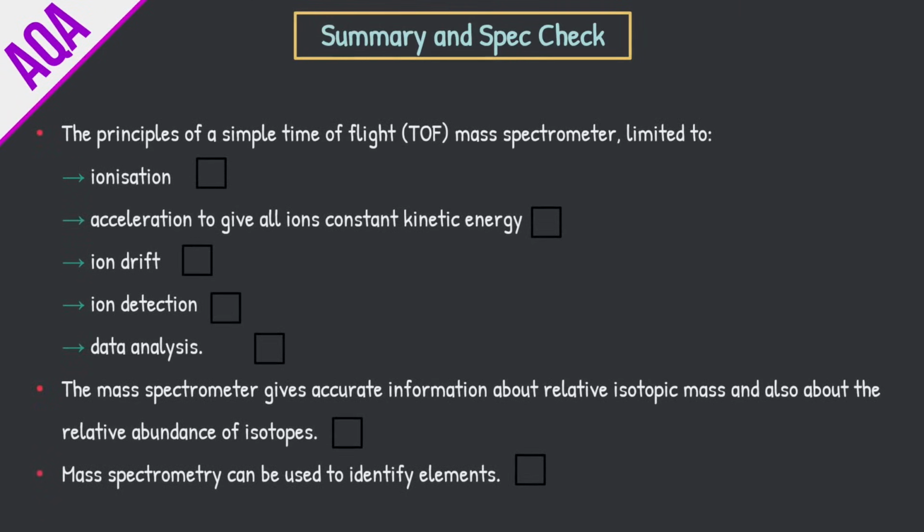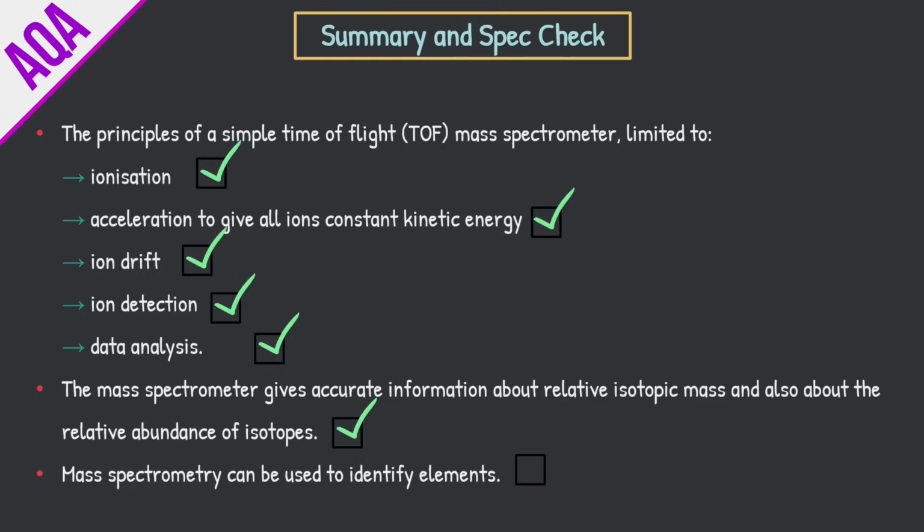Right, summary and spec check. Let's make sure we tick off everything we need to know. So I went through the different stages you need to be aware of, as well as all of the underlying explanations and things to remember. So we went through ionization, we went through acceleration and the key point of constant kinetic energy. We went through ion drift, ion detection, and the last stage of data analysis.